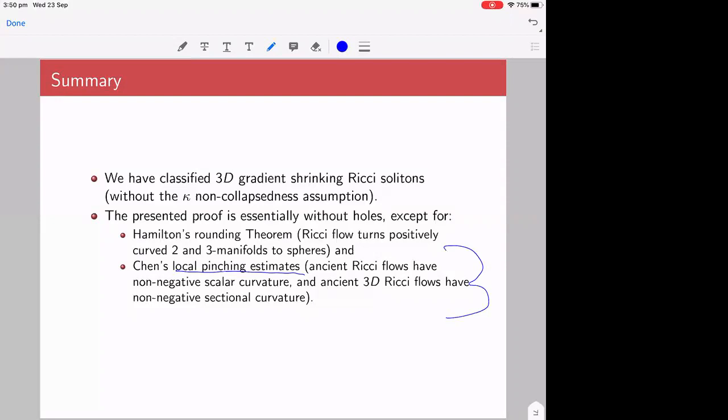So that's all I wanted to do actually. Hopefully I've convinced you that classifying three-dimensional gradient shrinking Ricci solitons isn't actually too bad. And I'll leave it there. Thanks for your attention.